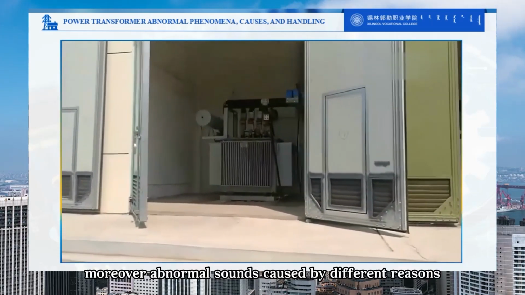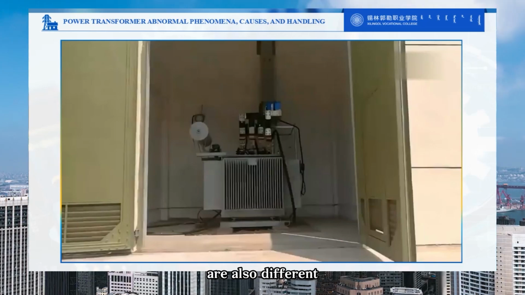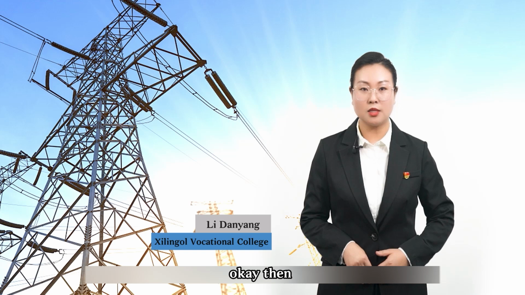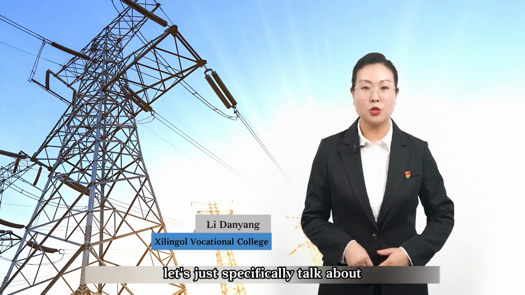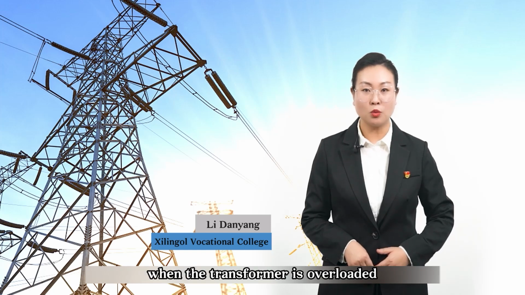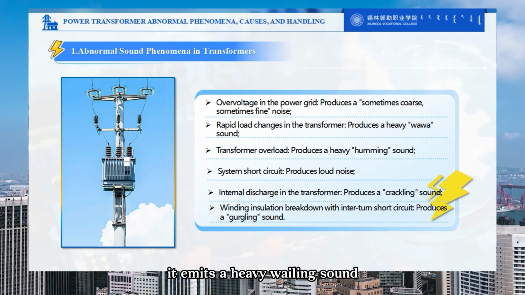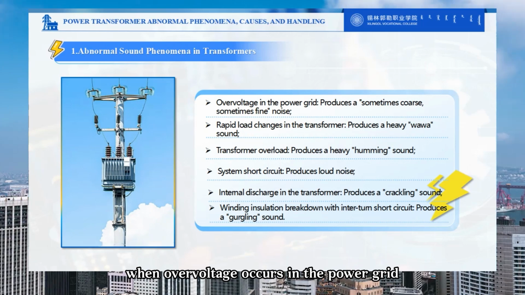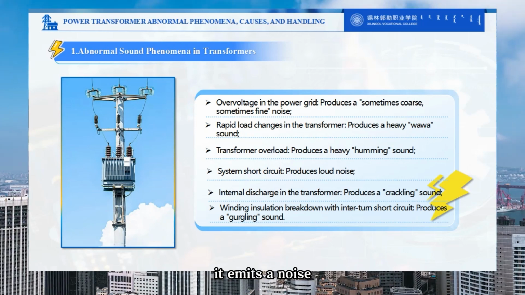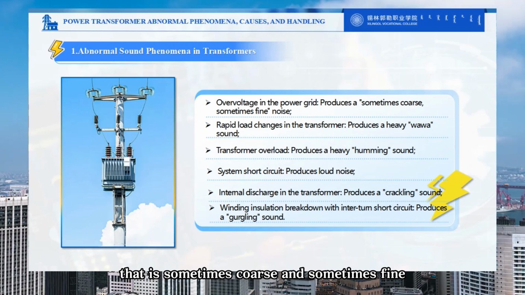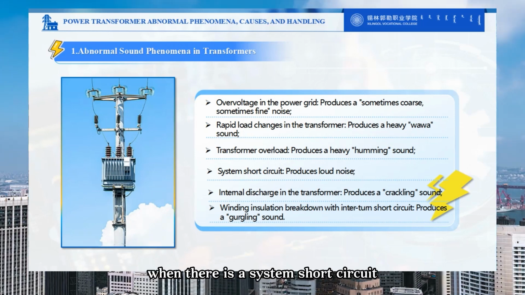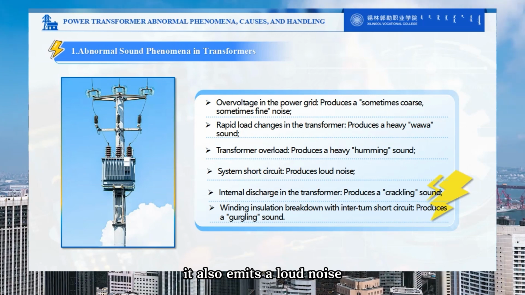Moreover, abnormal sounds caused by different reasons are also different. This requires our staff to have a serious and careful work attitude. Okay, then let's talk specifically about the different states represented by different sounds. When the transformer is overloaded, it emits a heavy buzzing sound. When the transformer load changes sharply, it emits a heavy wailing sound. When overvoltage occurs in the power grid, it emits a noise that is sometimes coarse and sometimes fine. When there is a system short circuit, it also emits a loud noise.